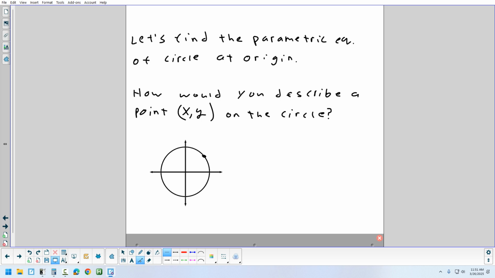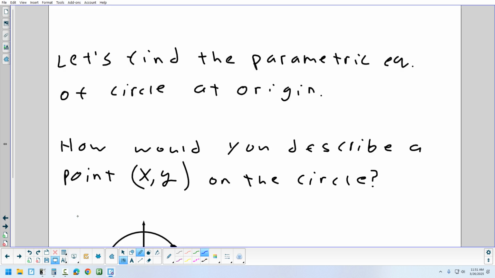To describe this point, you need to explain to me how far to the right you're supposed to go, and then you have to tell me how far up you're supposed to go. Those are the two things you'd have to tell me to describe where that point is. How far right and how far up. To help us figure that out, what shape do you think we could draw? Triangle. Yeah, we can make a triangle.